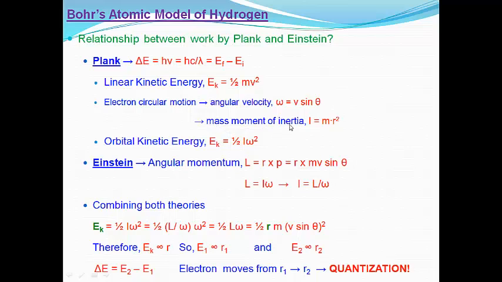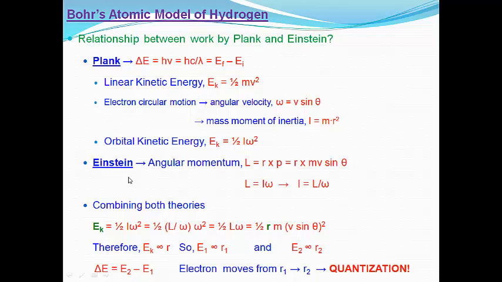And so instead of using the actual mass, we now have to incorporate this idea of inertia, which is equal to mr squared. And so our orbital kinetic energy, which is the kinetic energy the electron has because it's moving in an orbit, is now equal to Ek, which is half I omega squared, not half mv squared, because that is associated with linear movement of a body. So we know the kinetic energy is equal to half I omega squared.